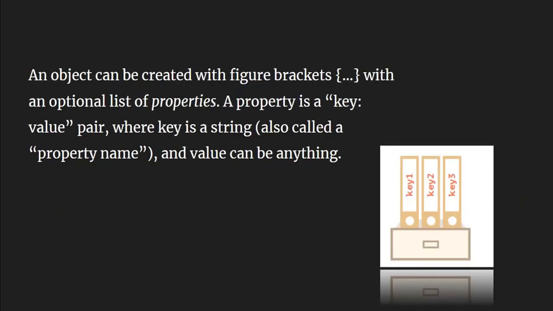Now an object can be created with the figure brackets, that is the curly brackets, with an optional list of properties. We can store any number of values inside an object. A property is a key value pair. Just like we learned key value pairs in CSS, the same way we assign a key and a value to it. The key may be something like name or age, and the value is the name of that person, the age of that person. The key is a string, also called a property name, and the value can be anything.